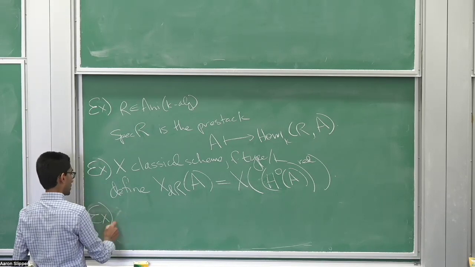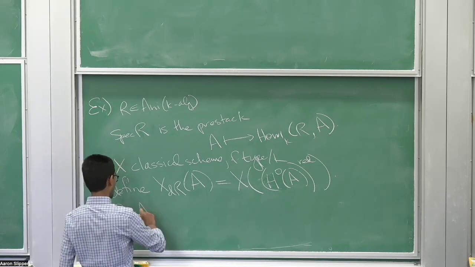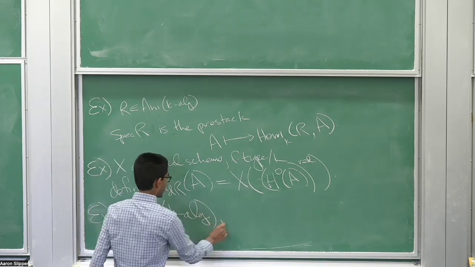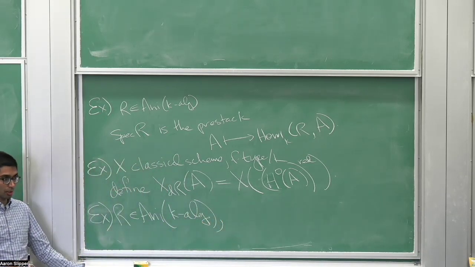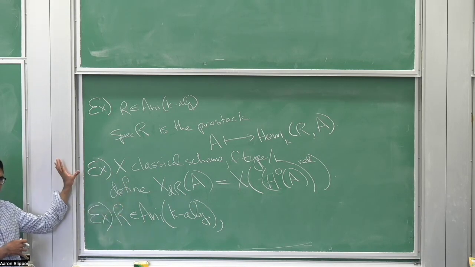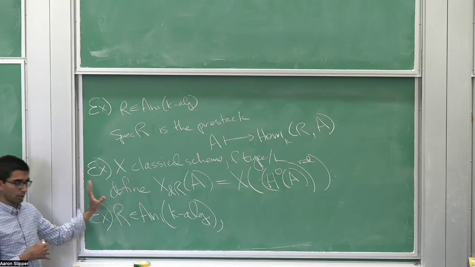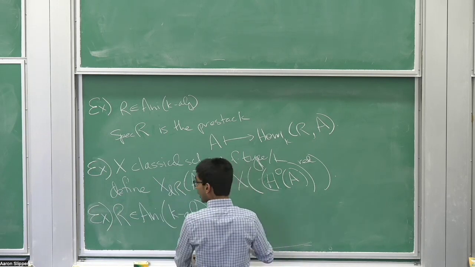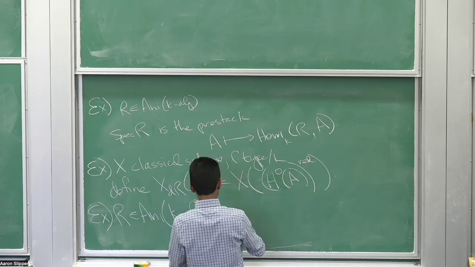So an example is that if R is an animated ring, then you can form its truncations. I don't know if this is covered already. Not in detail, so feel free to go into it. Okay, so if R is an animated K-algebra, then one can form its truncations.